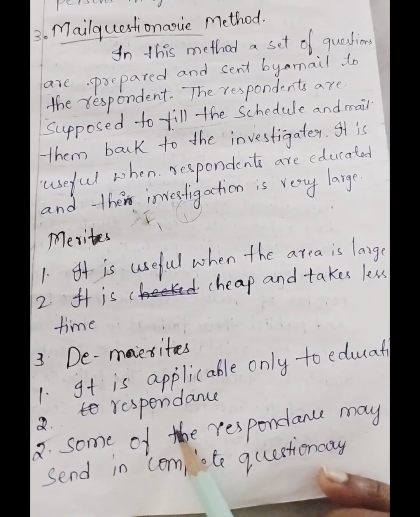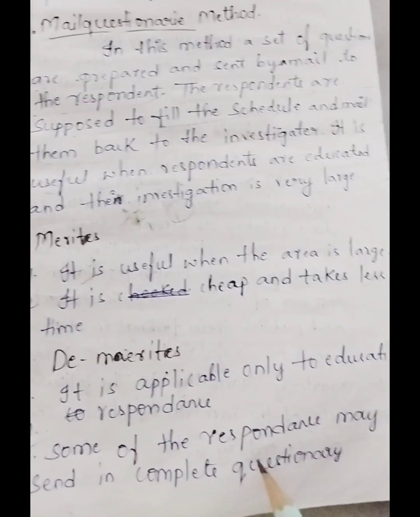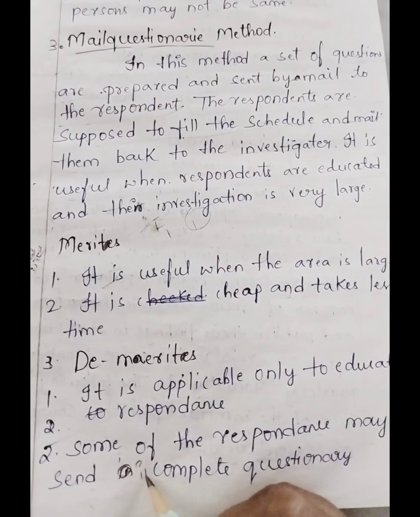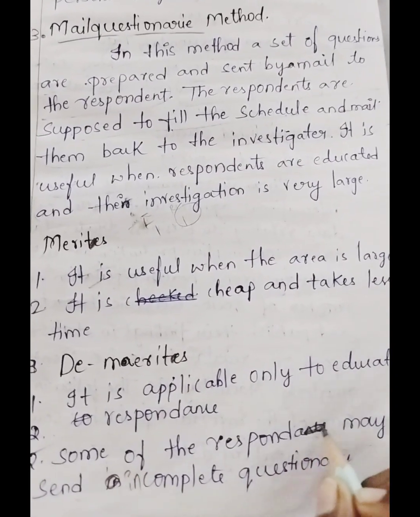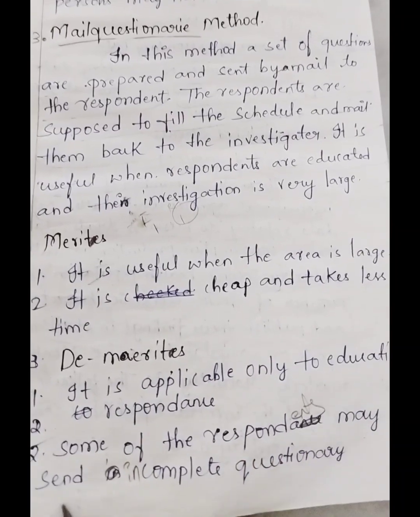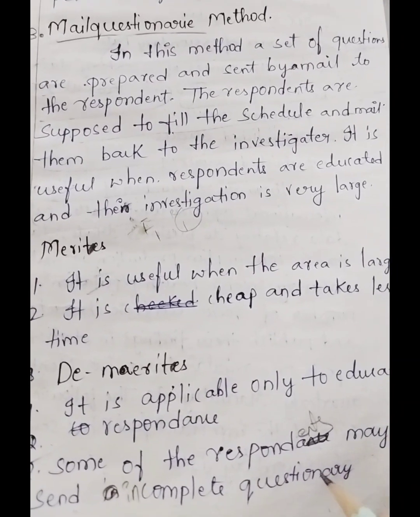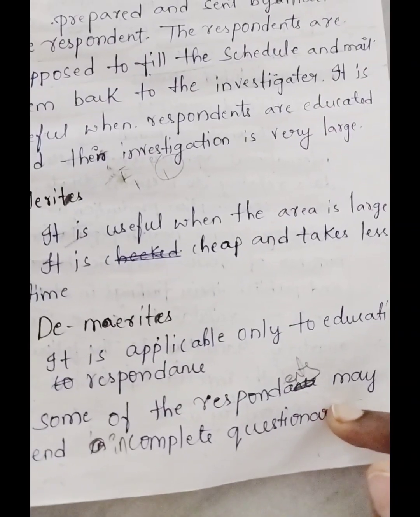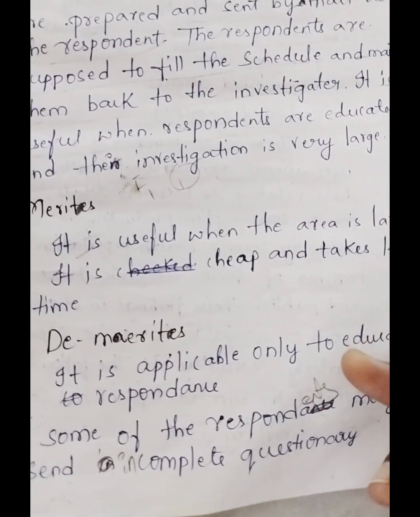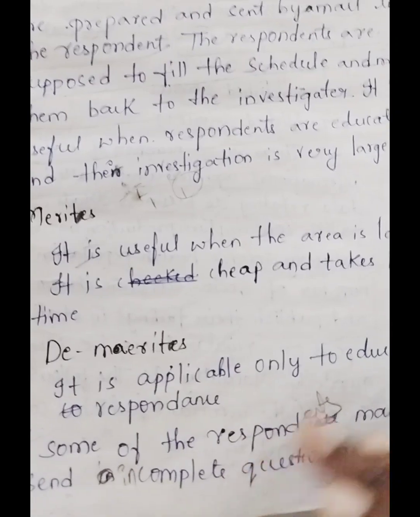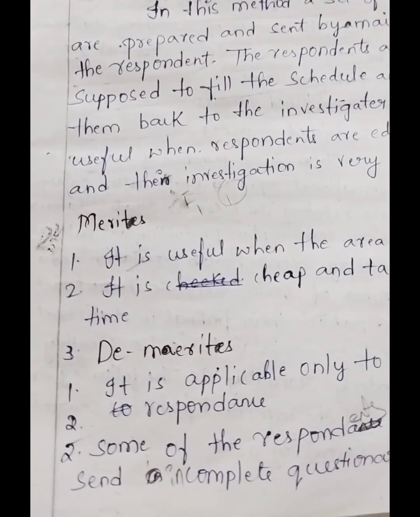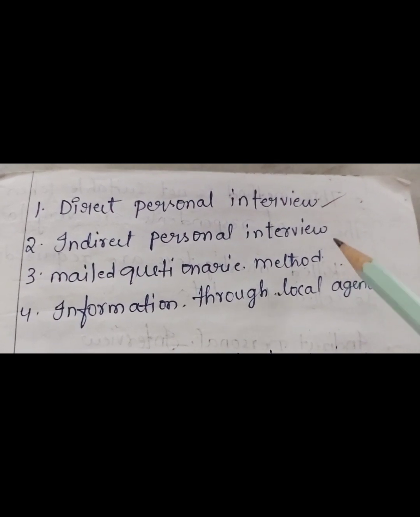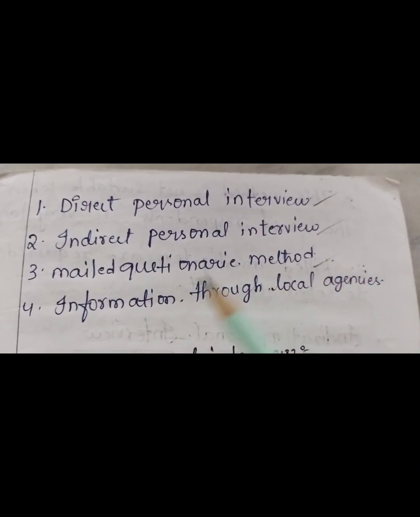Next, some of the respondents may send an incomplete questionnaire. If they don't know any question, or if they did not understand any question, then they may send the incomplete questionnaire without filling. So this is one of the demerits. So we have all the three methods. As of now, we have discussed what is direct personal interview, indirect personal interview, and mailed questionnaire method.